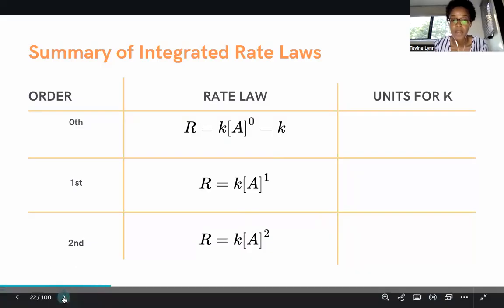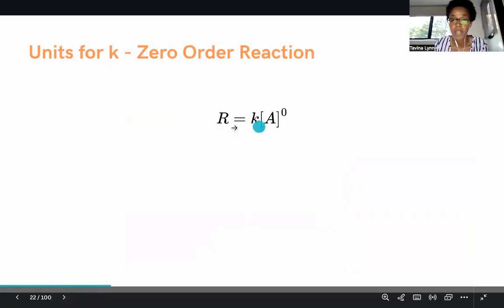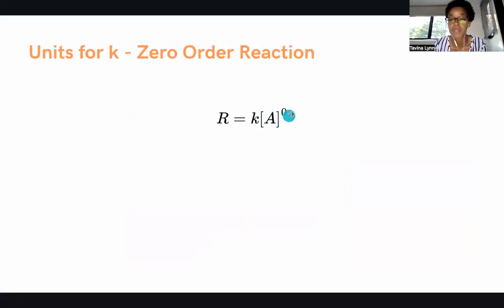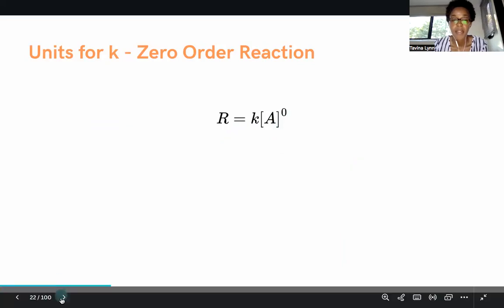So let's first look at a zero order reaction where our rate law is K times the concentration of A raised to the zeroth power. That concentration of A raised to the zeroth power is going to go to 1 because anything raised to the power of 0 is 1. So for a zero order reaction, our rate is equal to our rate constant.